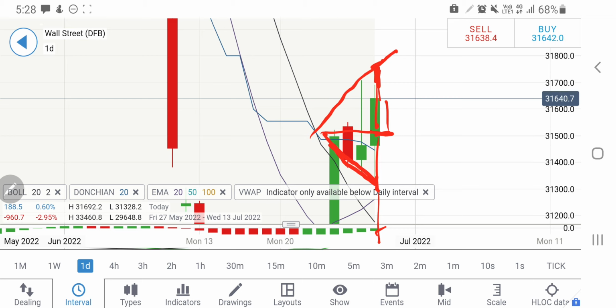Probably it may try to go back to 30,800 levels. So be watchful of this. And right now it is trading with a pivot of 31,500. The lows at 31,000, the highs at around 31,750. If it breaks past 31,750, you can expect 31,840, and beyond that you can expect further upside.